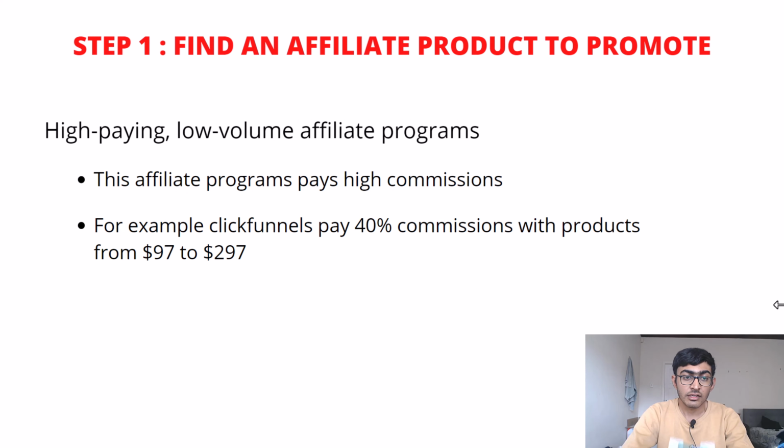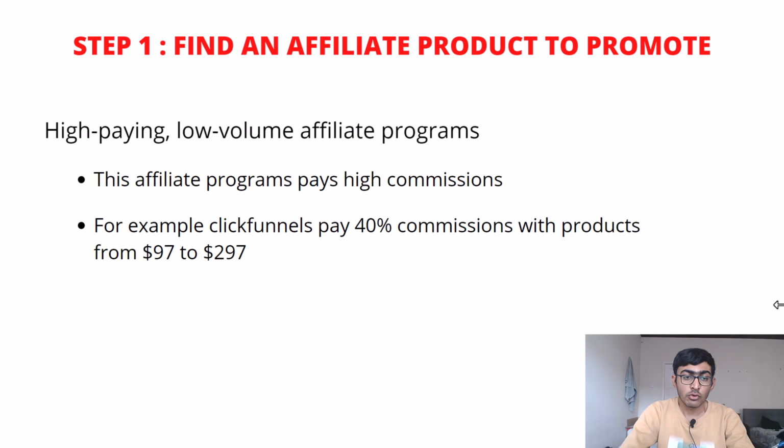So the first one is high paying and low volume affiliate programs. These affiliate programs pay high commissions. High commissions means $1,000 to $2,000 per sale. And also these affiliate programs pay monthly recurring commissions. For example, ClickFunnels. If you don't know what ClickFunnels is, it is a software you can use to build a funnel, right? ClickFunnels pays 40% commissions with products from $97 to $297.